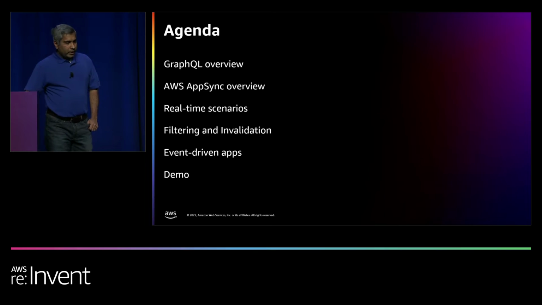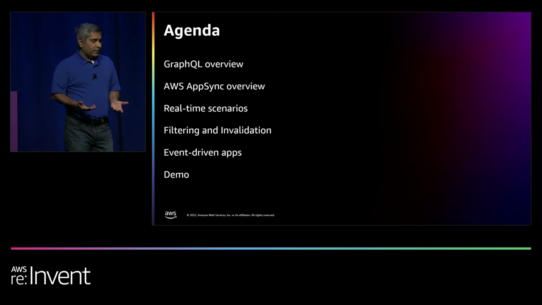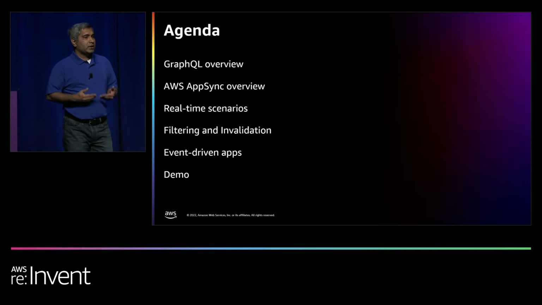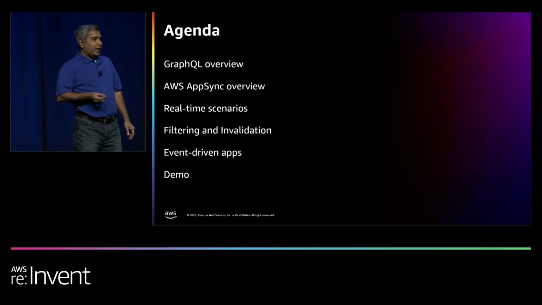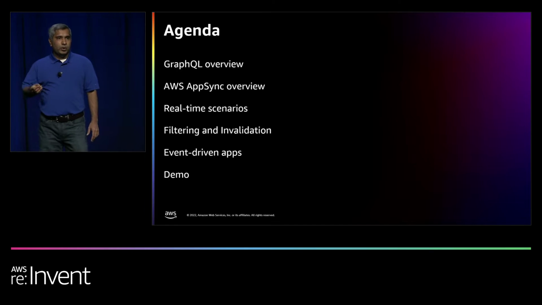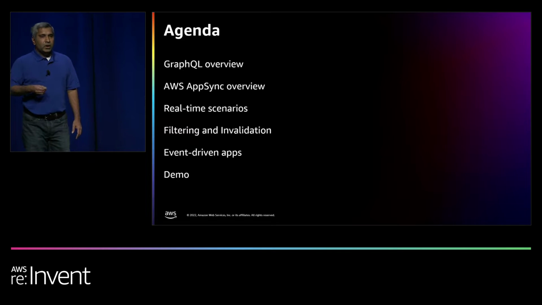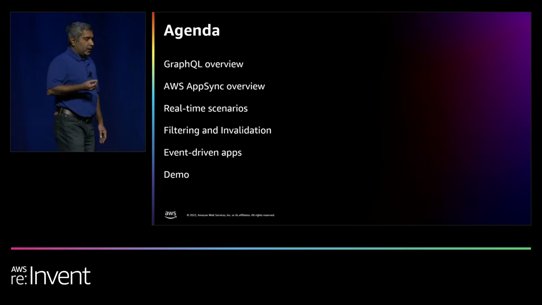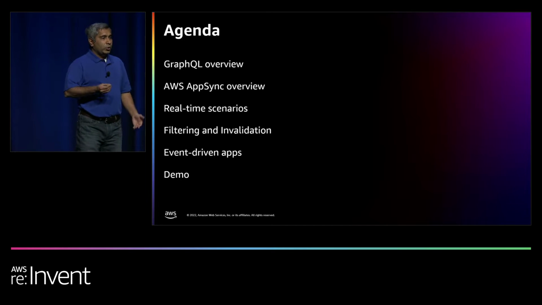So this is the agenda for today. We will briefly cover the overview of GraphQL and what AWS AppSync is, and then how AWS AppSync leverages GraphQL to provide powerful API solutions for you. And we will deep dive into real-time scenarios and how AWS AppSync can be used to deliver these use cases for your customers. Then we will see filtering and invalidation, which are some powerful capabilities when it comes to GraphQL and AppSync. And we will also talk about integration between AppSync and EventBridge and how it can be used in conjunction to deliver these real-time use cases to your customers.